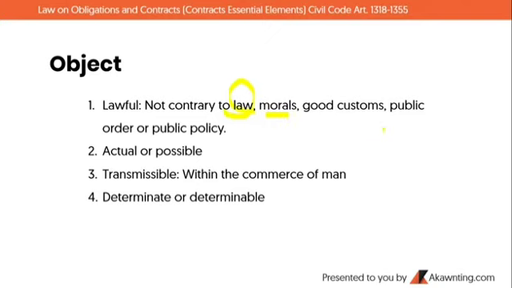Okay? So ayan. Magbenta ng ano pa ba? Ng laman. Syempre, 'yun, morals 'yun. Okay? So 'yun yung mga 'yun, mga bawal. Okay? So kapag ganun ng object natin, hindi pwede. Hindi magkakaroon ng isang valid contract. Okay? So number 2, actual or possible.